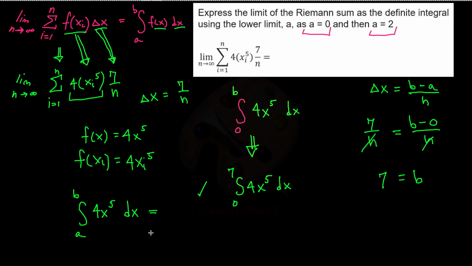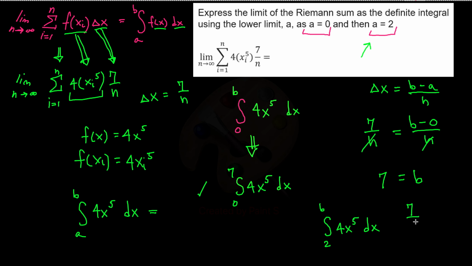And that's part A. Now part B is to do it for when a is 2. The only thing that's going to change is that I'm going to have the integral from 2 to b of 4x to the 5th dx. Now I solve this again. I know delta x is 7 over n as well.